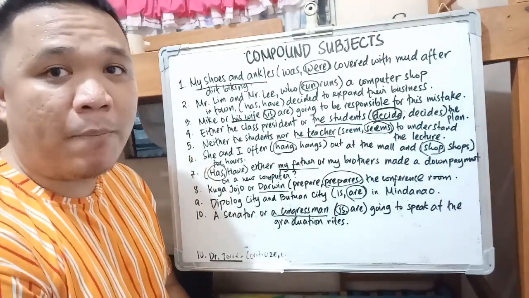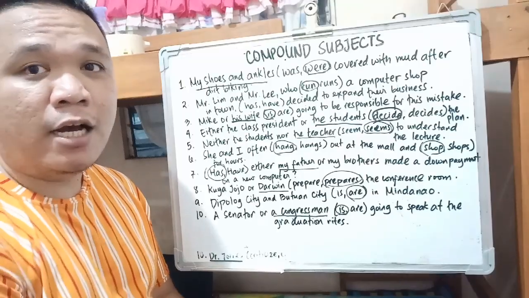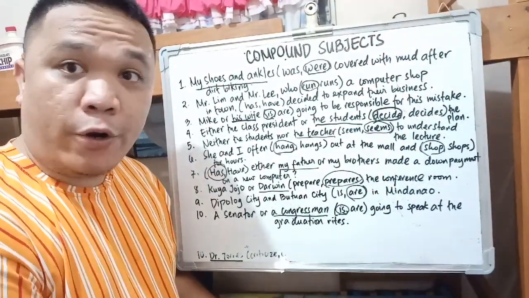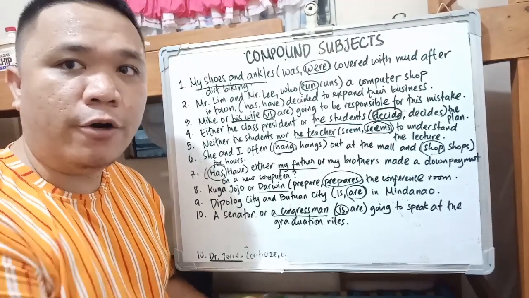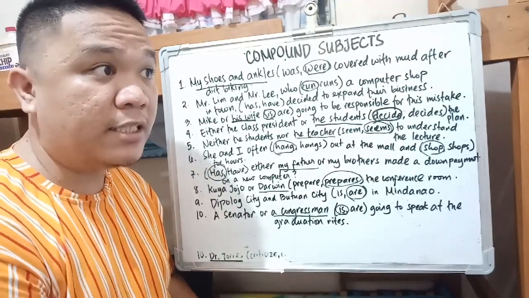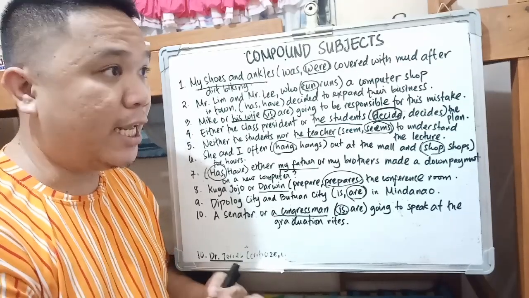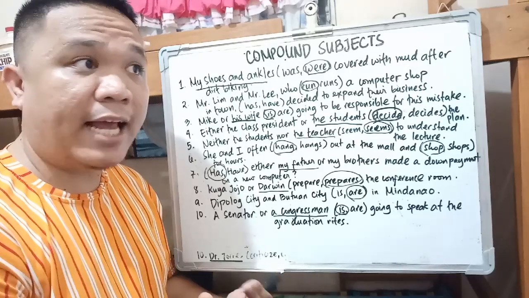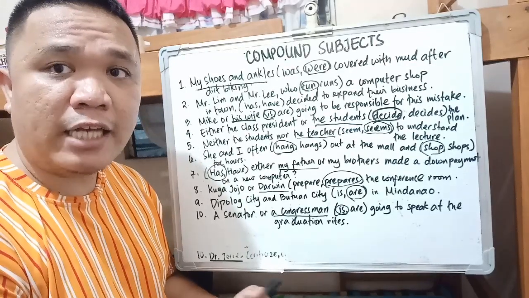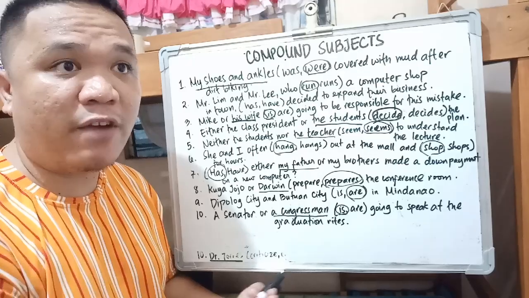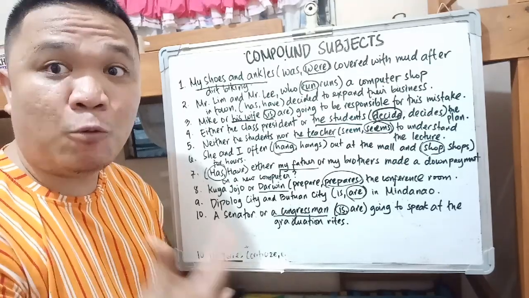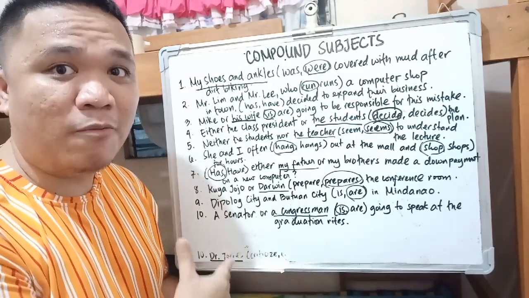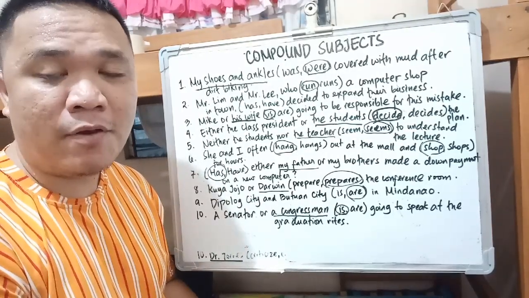So as I recall, compound subjects are joined by and, or, either or, neither nor. But once it is joined by and, it functions as plural. But there are times that and can also function as singular, especially if we are referring to it as one unit. And that will be discussed next episode. So and here in compound subject is plural.